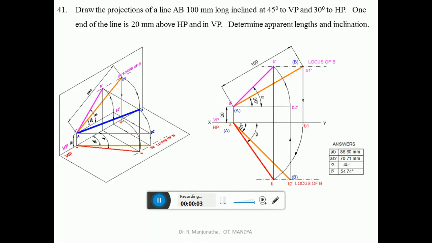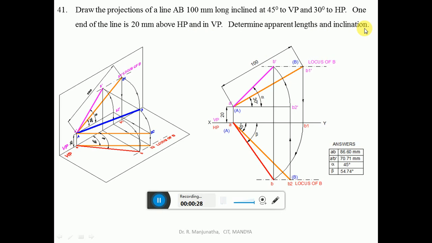Draw the projections of a line AB, 100 mm long, inclined at 45 degrees to VP and 30 degrees to HP. One end of the line is 20 mm above HP and in VP. Determine apparent lengths and inclinations.